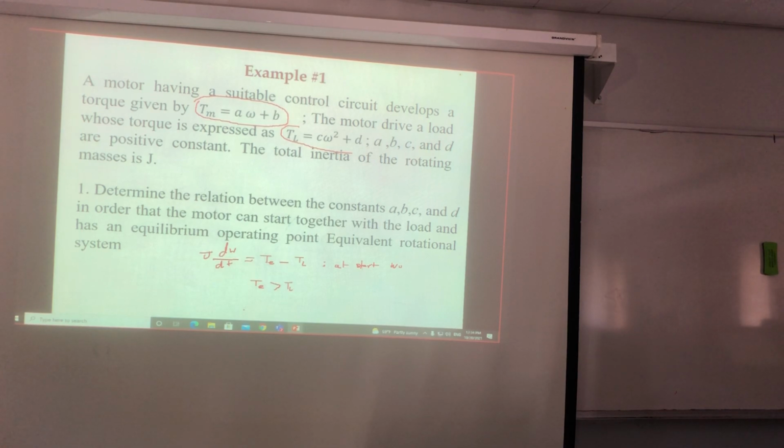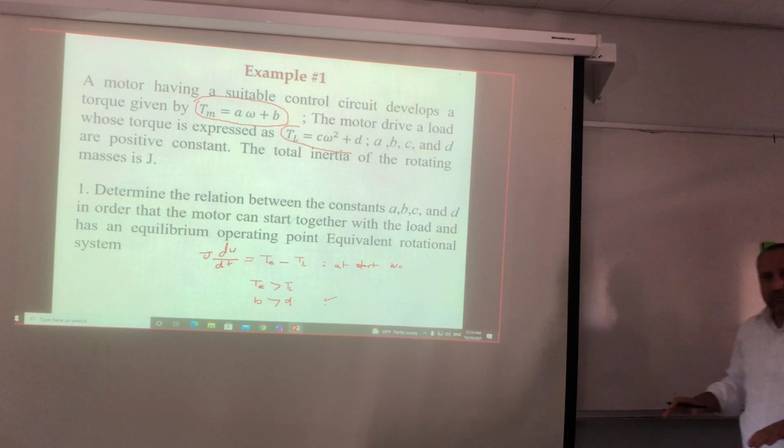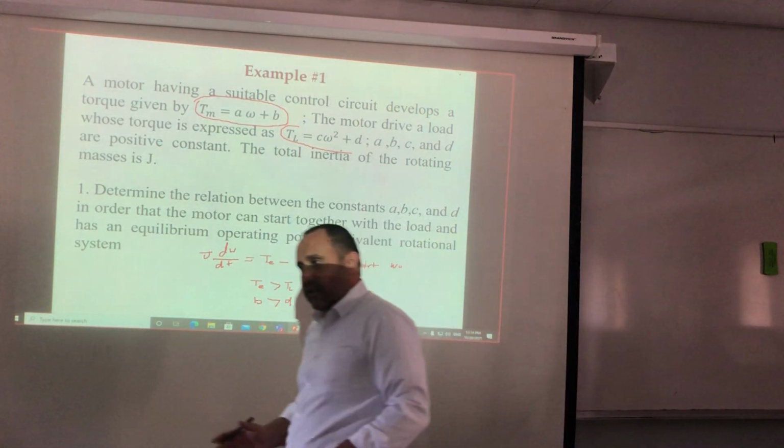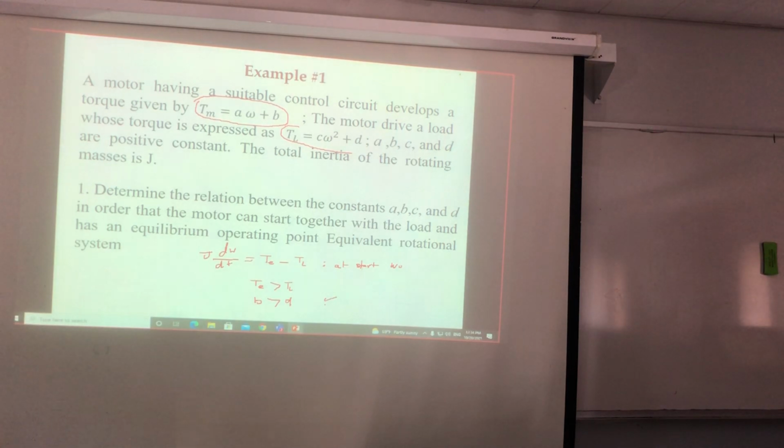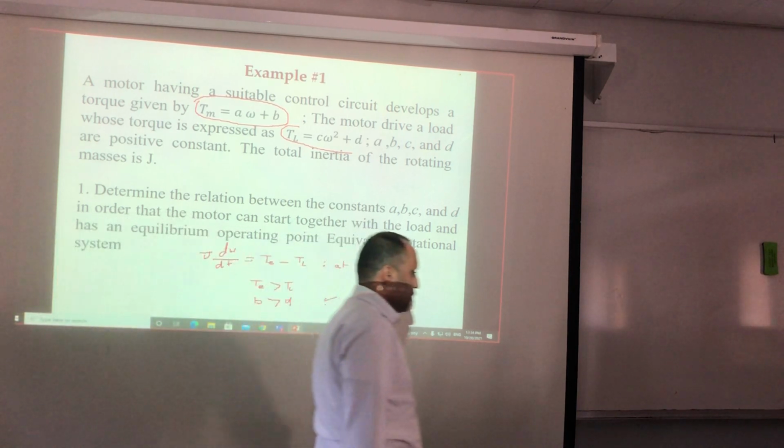Now, at omega equal to 0, Te is equal to B, which must be greater than D. So this is the first condition: B is greater than D. Good. Now, I need to find the operating point.